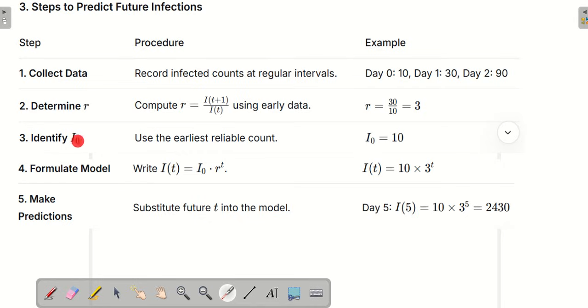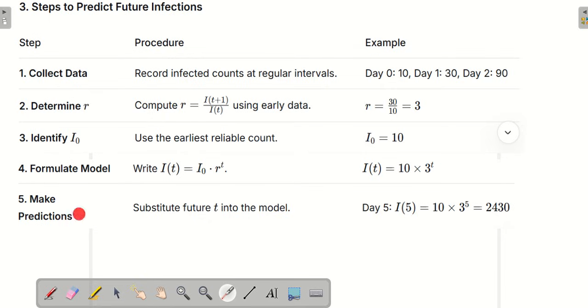Then you identify the initial I0. Use the earliest reliable count. So here in this one, it is 10. Then you formulate the model. Now the model for the geometric progression is I_T, or U_n, is equal to A R to the power T. So I_T is equal to I0 times R to the power T. You do your substitution, and you are going to get this.